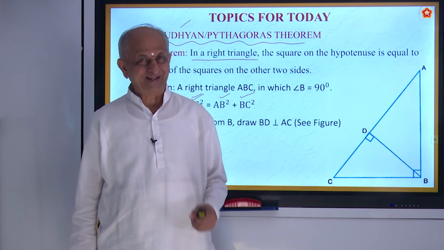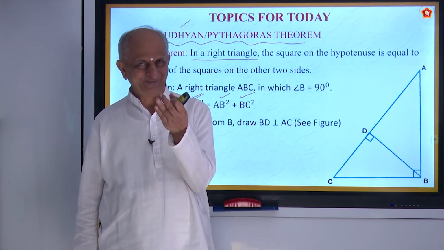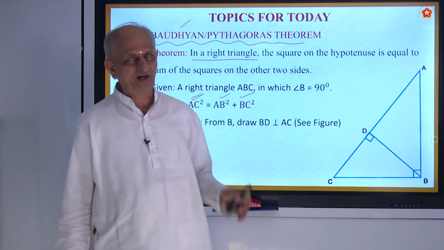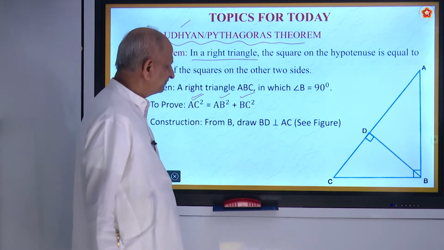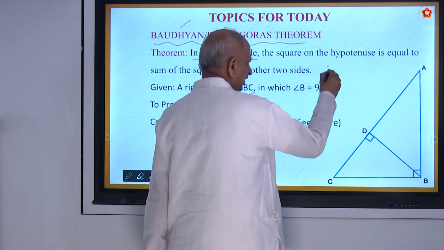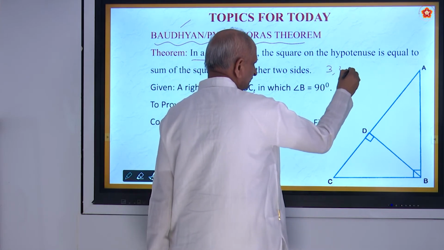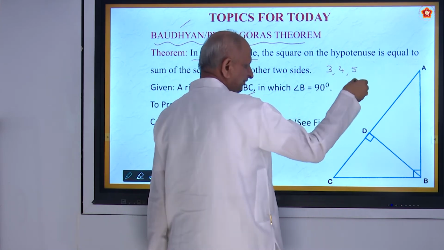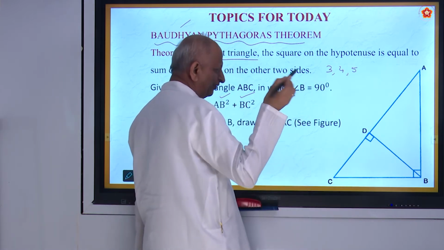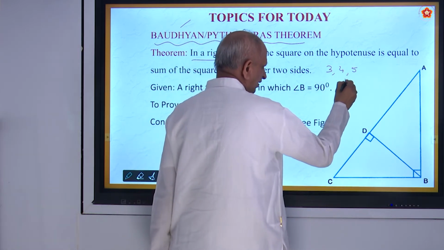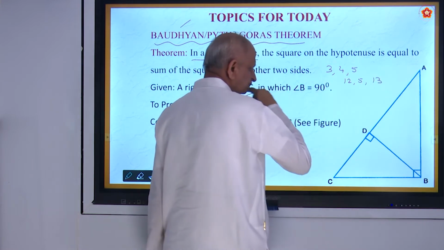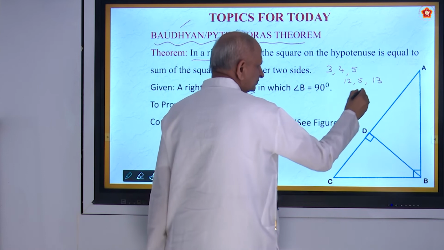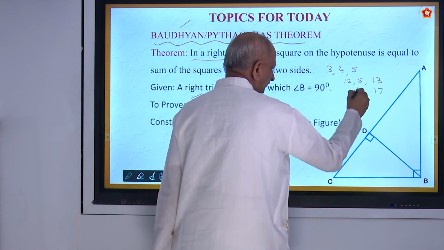And actually there are three sides which agree to this Pythagoras theorem called Pythagorean triplets. Like 3, 4, 5. And multiples of this, 30, 40, 50 and so on. Next you have 12, 5, 13. Okay. And then 17, 15.